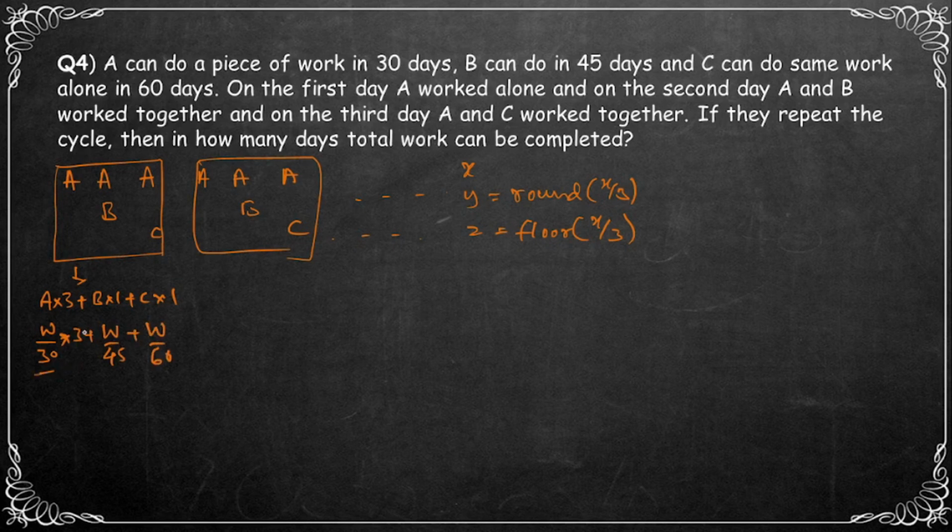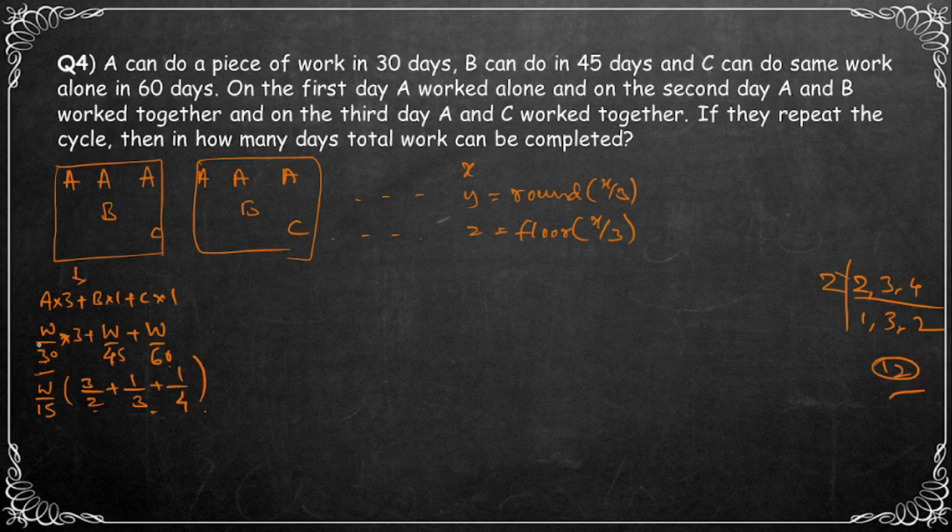Now W by 30, 45 and 60, they are multiples of 15. So I will take W by 15 common. So I will have 3 by 2 plus 1 by 3 plus 1 by 4. 2, 3 and 4, LCM is 12. So this by 6, this by 4, this by 3. 3 sixes are 18 plus 4 is 22, 22 plus 3 is 25. So W by 15 into 25 divided by LCM, which is 12.